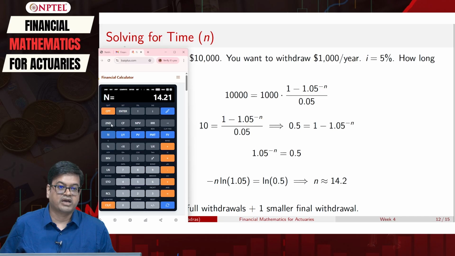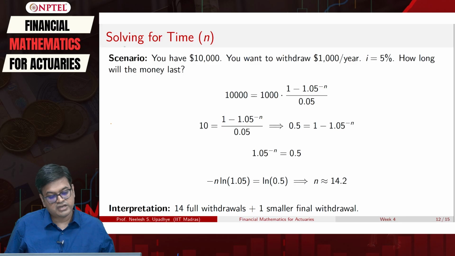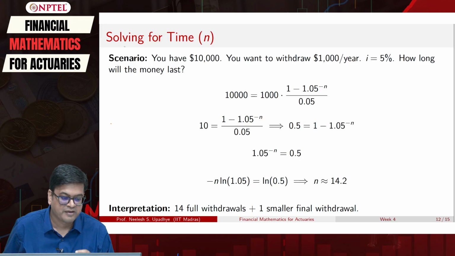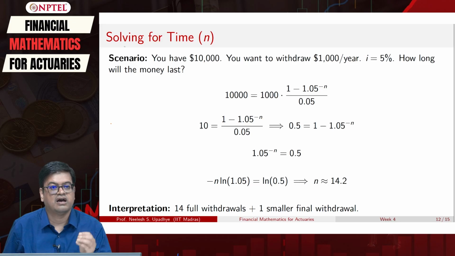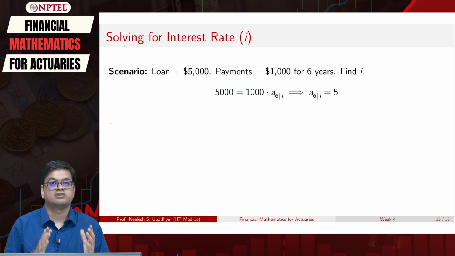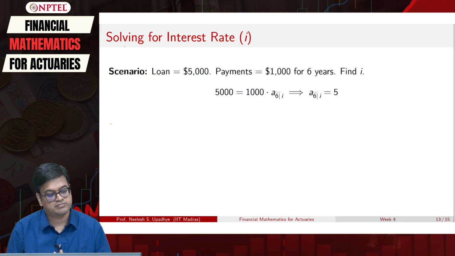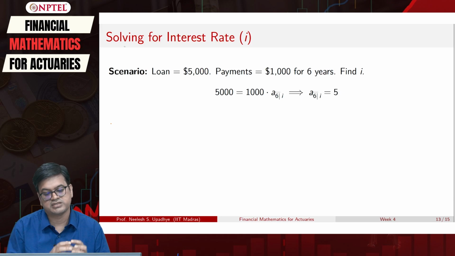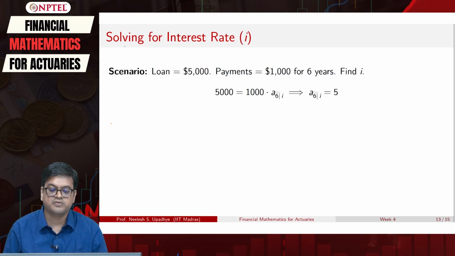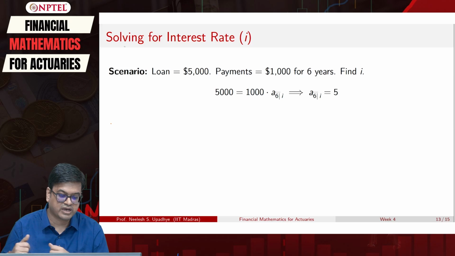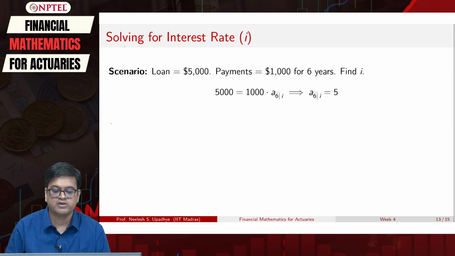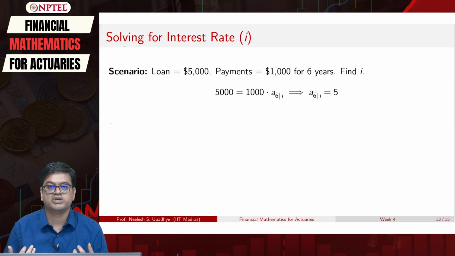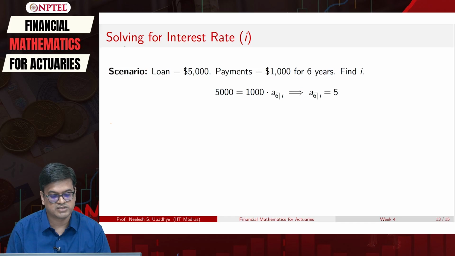Okay, coming back to our next slide, where the calculator will be of significant help, we will solve for an unknown interest rate i. The loan amount is 5,000, and payments are 1,000 for a period of 6 years. If the loan amount and interest get paid off in 6 years, what should be the interest rate i? That is the question.